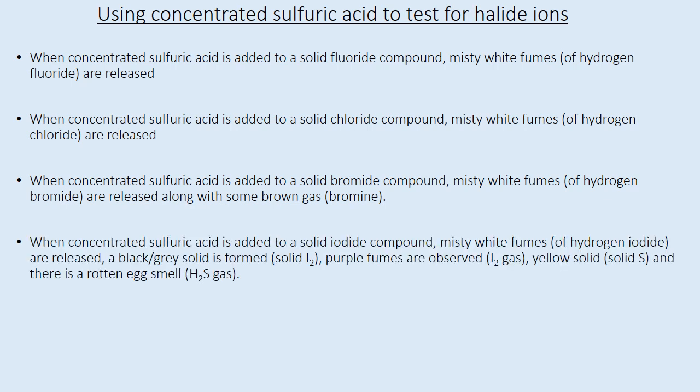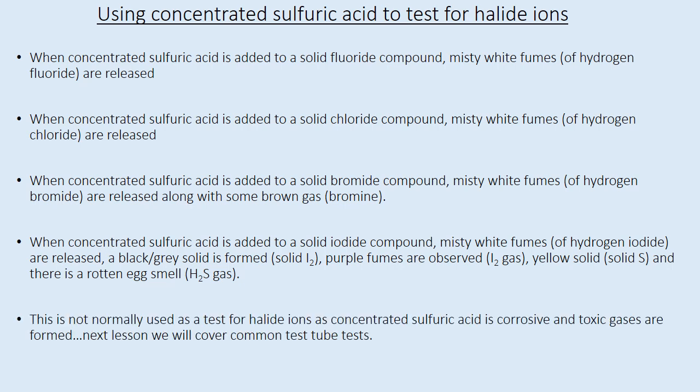And finally, with iodide, you're going to get your misty white fumes, you're going to get black-grey solid of I2 or purple fumes, and you're going to get your yellow solid from sulfur and a rotten egg smell from H2S. So those are your observations. It's worth making notes of those, particularly on revision cards.